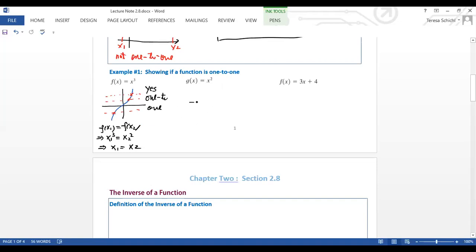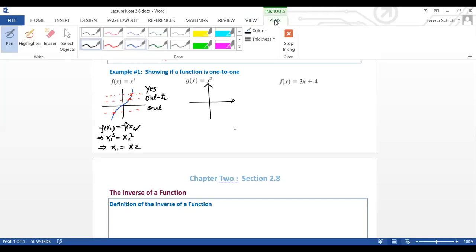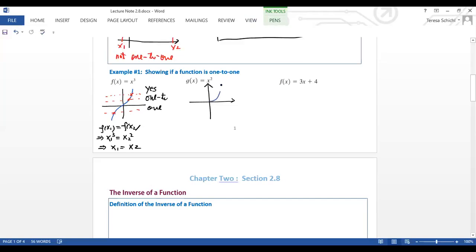Okay, so let's take a look at the second one here. This is quadratic. So this is my function here. Now let's take a look at the horizontal line test. That means you put the horizontal line here. How many points do you have? Two. So we say, hey, if it's two, then this is not one-to-one, right?